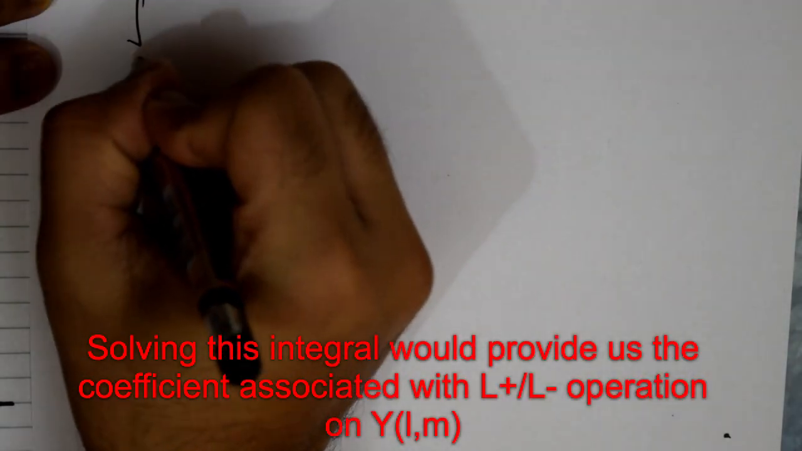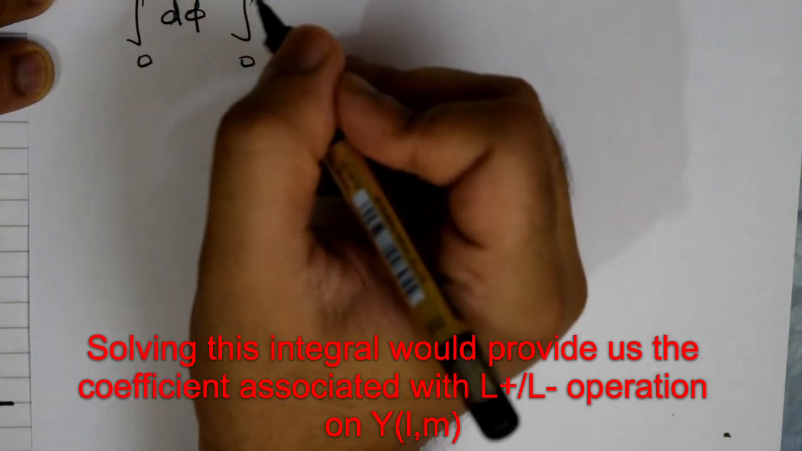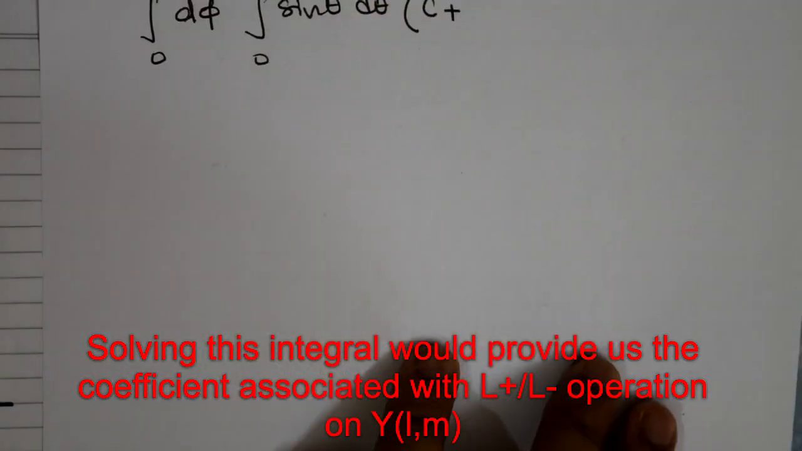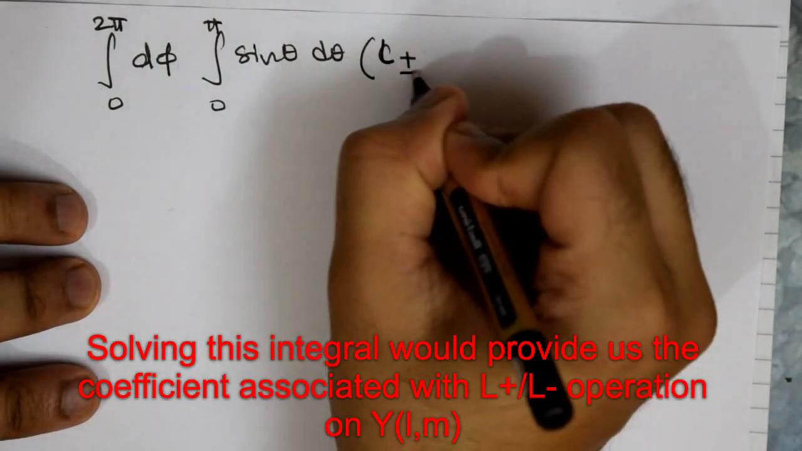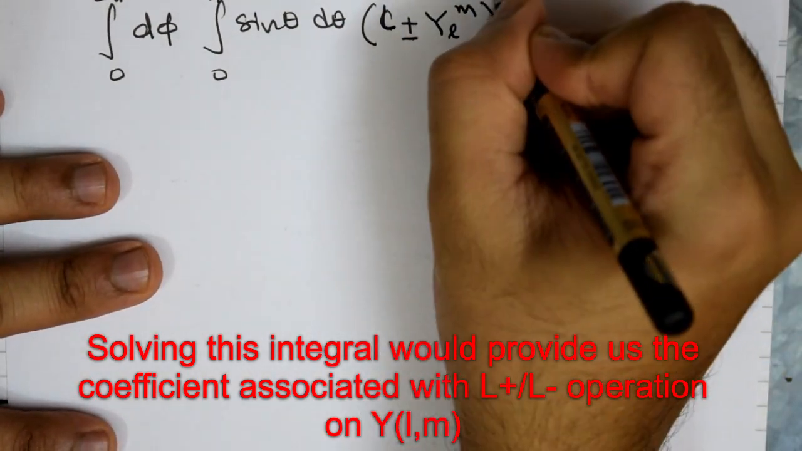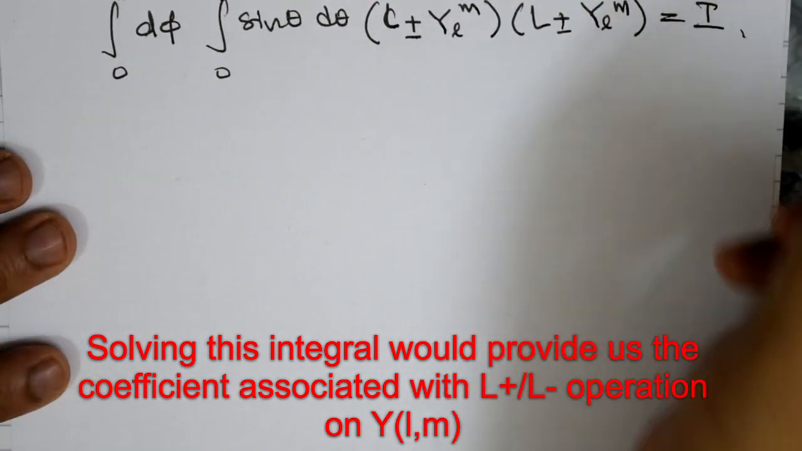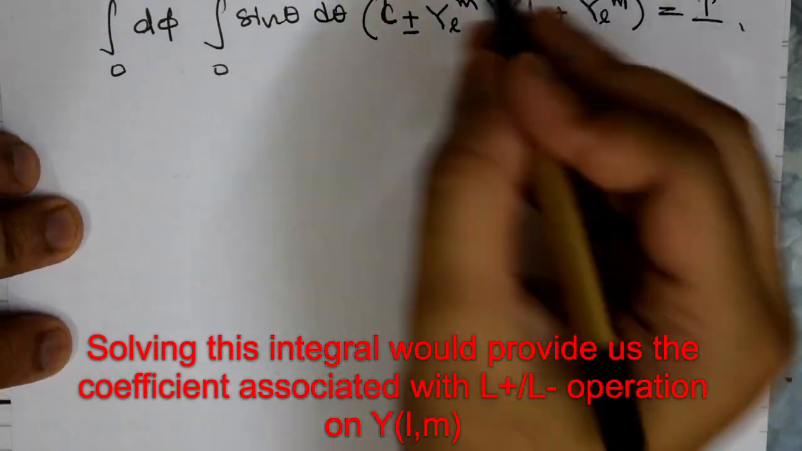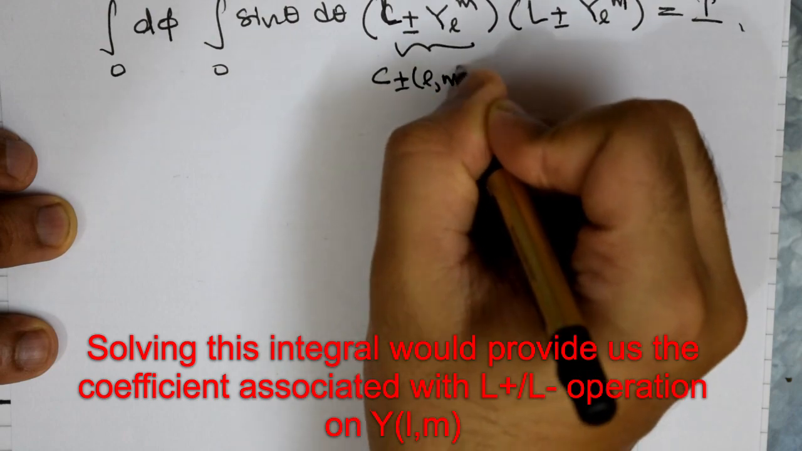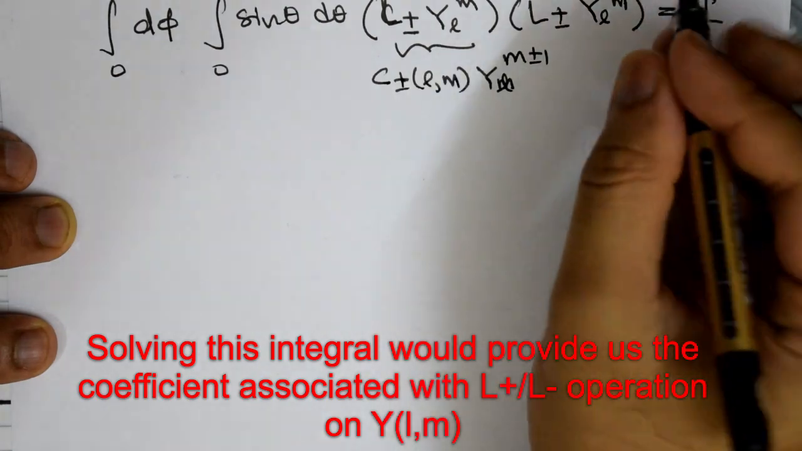Integral 0 to 2 pi d phi, 0 to pi sin theta d theta of Ylm star L plus minus... we are talking about L plus minus on Ylm star, L plus minus on Ylm, is equal to the integrand. So when you have this integrand, you know that L plus minus on Ylm will give you C plus minus of L comma m, of course with a star, and it will change Ylm to m plus minus 1, right? So similarly this will also get changed.